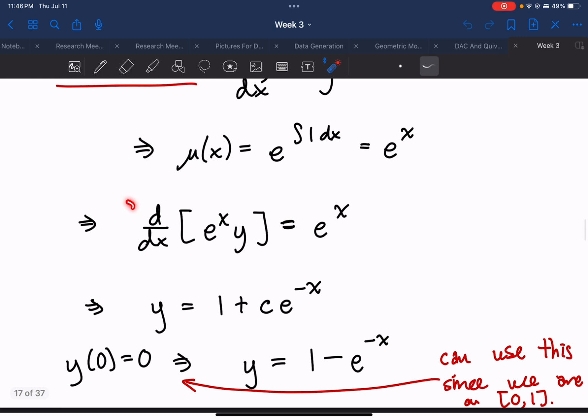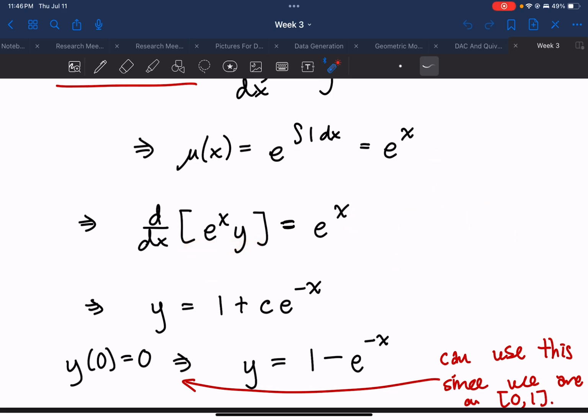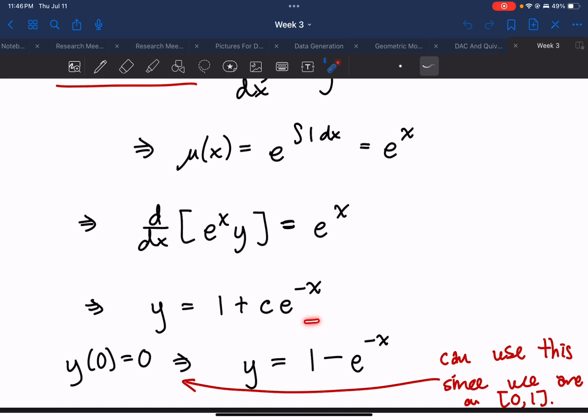Integrate both sides to get rid of the derivative over here. The integral of e to the x is e to the x plus a constant. And when I divide through by e to the x on both sides, I get a 1 here, and I get a c e to the negative x here. That's where this comes from.